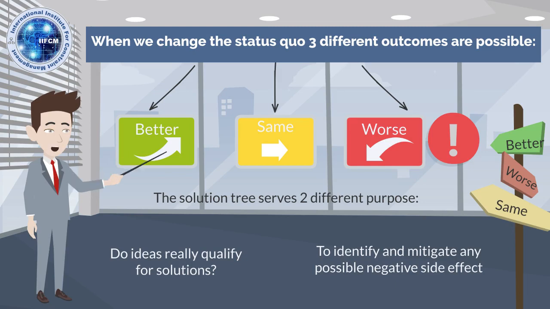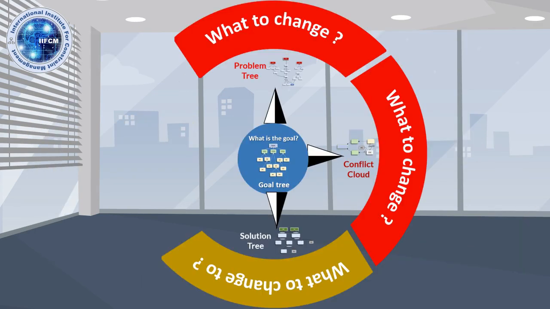After this short explanation about the solution tree, let us go back to our logical thinking process model. With the solution tree, we have selected those ideas which have the highest probability to really solve our issues without causing any negative side effects. We finally can enter the next and last step of our logical thinking process. The implementation planning of our solutions using the prerequisite or execution tree. In other words, we come to answer the question, how to cause the change.